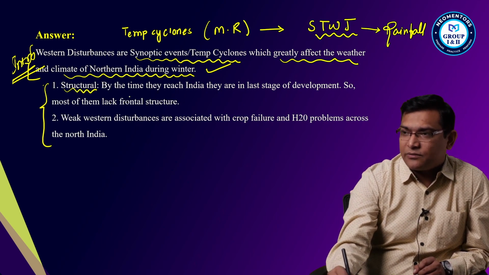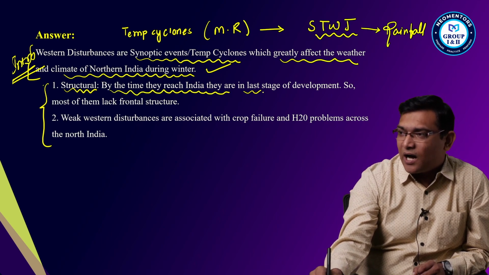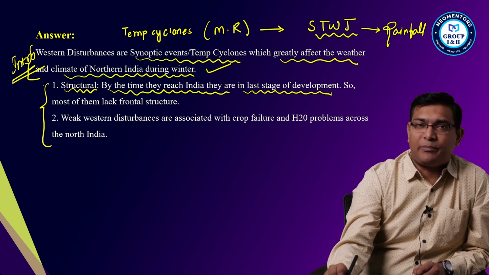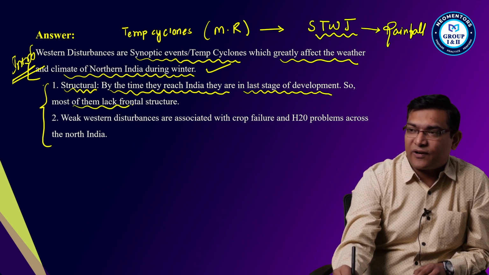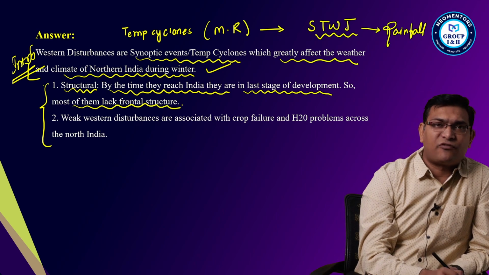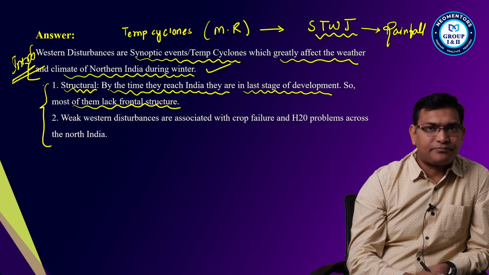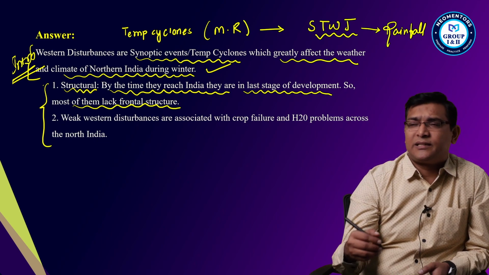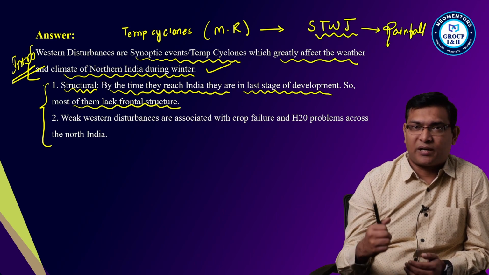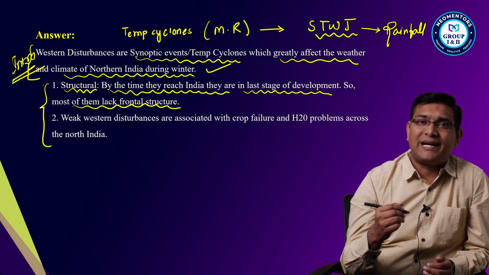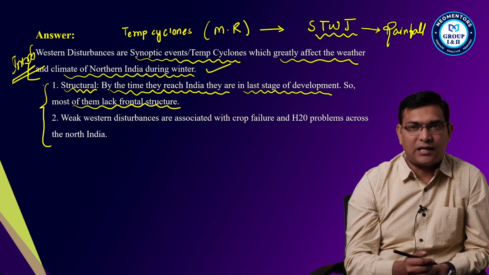By the time they reach India, they are at the last stage of the development of temperate cyclone. So most of them lack frontal structures, so rainfall is very low, right? And the impact of that temperate cyclone is also less in the northern part of India because they are at the end stage of the formation. That is the end stage, what we call occluded.